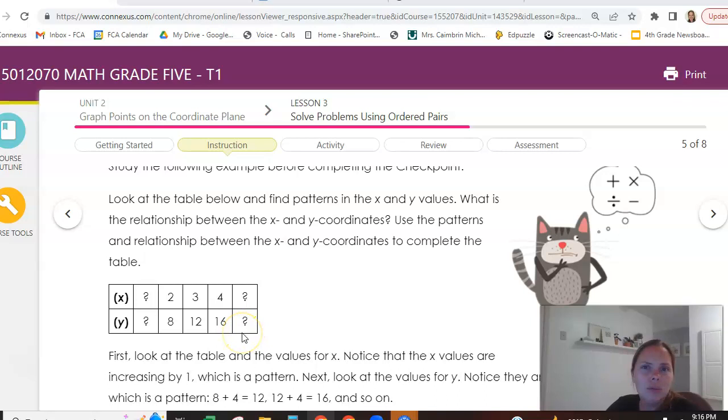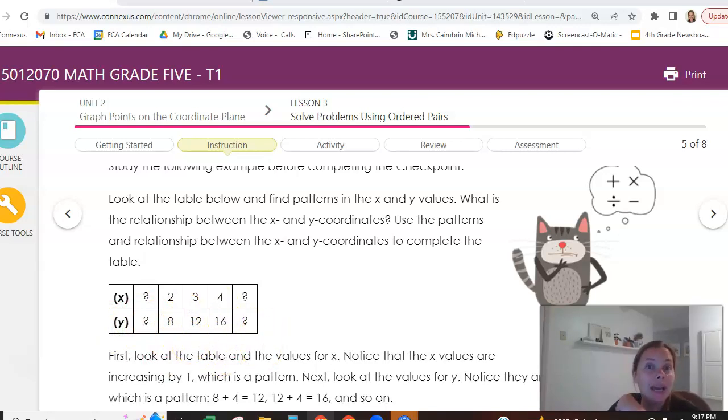So I can use patterns and things that I'm noticing to help fill in. So with x, I can see everything is kind of going up by 1, right? 2, 3, 4, the last one's going to be 5. And I can figure out that the first one is actually going to be 1 as well. Okay, so moving on to y. I have question mark, 8, 12, 16, question mark.